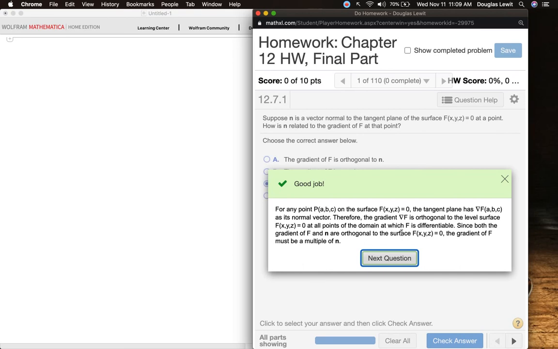The only thing I have a slight issue with: it says here, therefore the gradient of f is orthogonal to the level surface f of x, y, z equal to 0 at all points of the domain at which f is differentiable. I would argue it's orthogonal to the surface at that particular point. That doesn't mean it's orthogonal to the surface at every single point in the domain of the function. I would have to think about that. I think maybe that part is a little bit off, but you get the general idea.